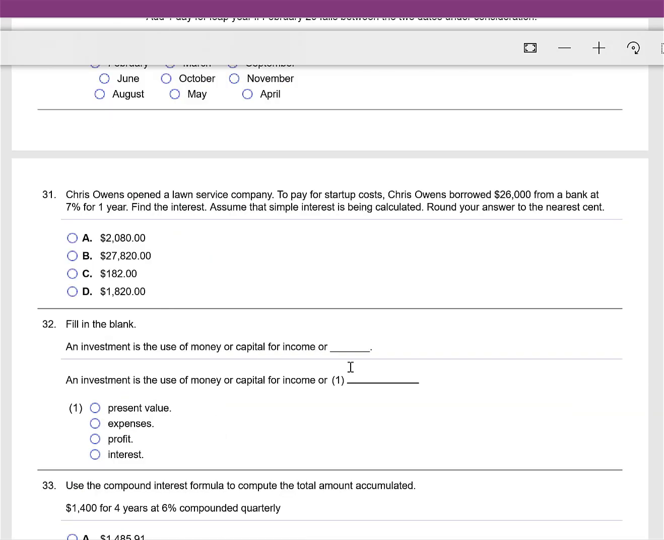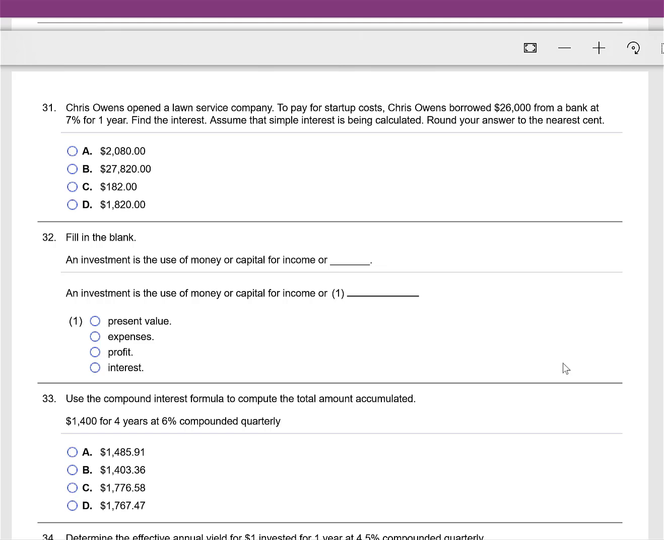Okay, let's go back over here. An investment is the use of money or capital for income or profit.